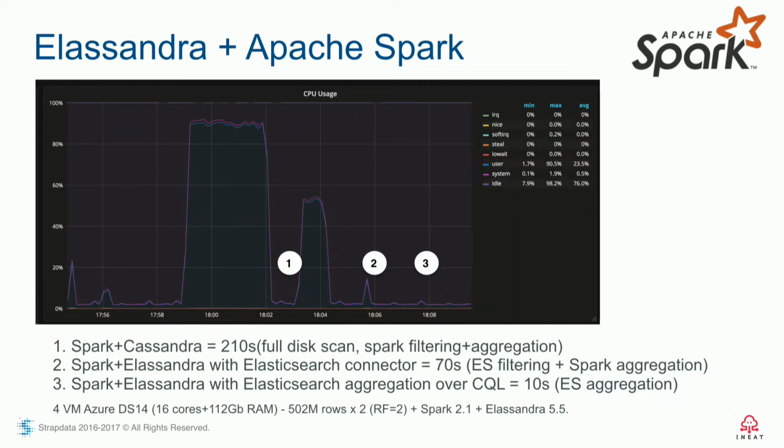So I've done a benchmark using 500 million rows, and the job was to execute a query like select something, group by something. And the job was more than 3 minutes long with Spark and Cassandra. The same job using Spark and Elasticsearch was about 1 minute, because Elasticsearch was properly filtering data before moving the data from the data storage to the Spark memory. And if you execute the same query inside Cassandra, you can request Elasticsearch to do the aggregation, and the job is reduced to 10 seconds for that aggregation. So you can win a lot in performance by properly using Elasticsearch from the Cassandra driver.